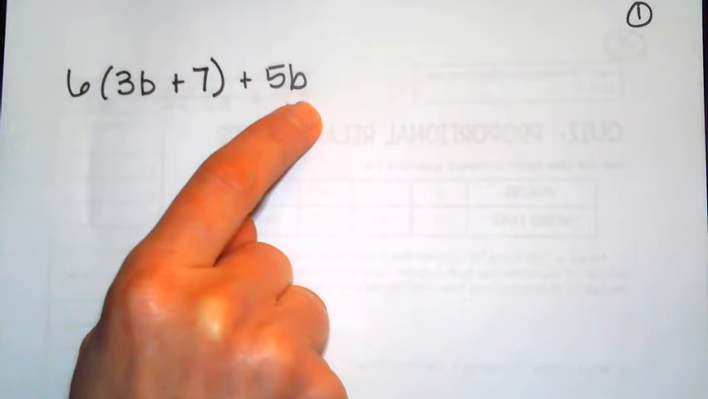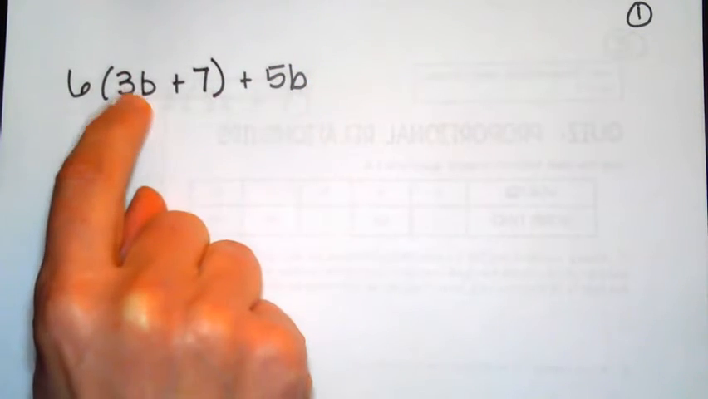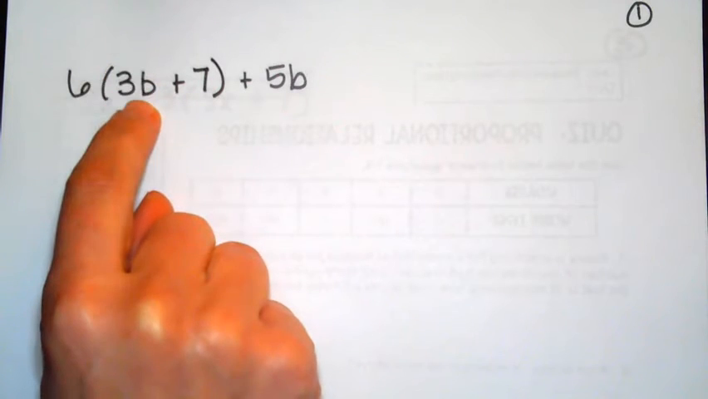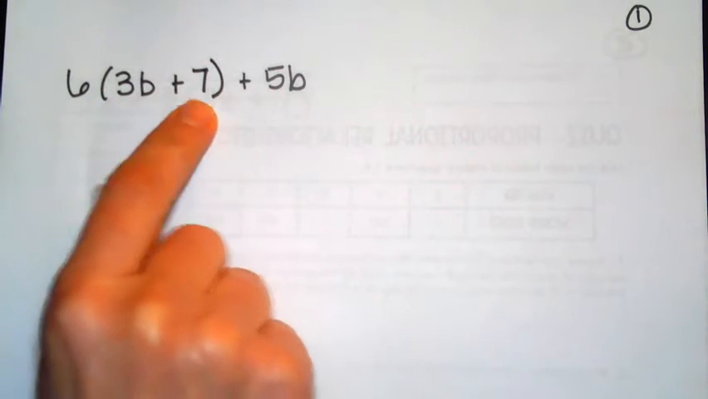We have plus 5b. We can't do anything with this yet. It can't combine with this b because it's stuck inside the parentheses. When we get it out after using the distributive property, then I think we're going to have some b terms to combine. But right now, nobody can combine. There's these guys in the party, but 6 is going to come, say hi, multiply, bring them outside, and then hopefully be able to combine with that 5b. So let's take a look at it.